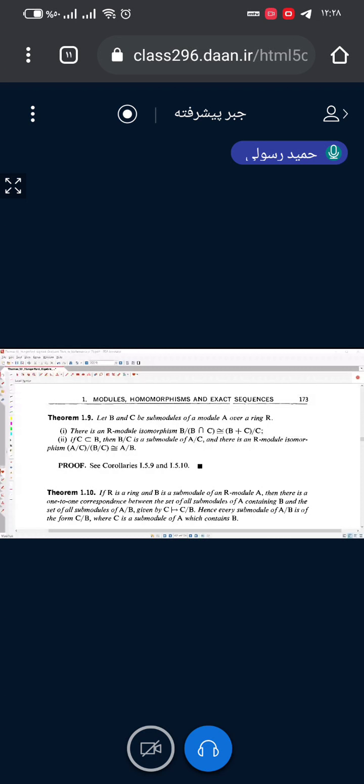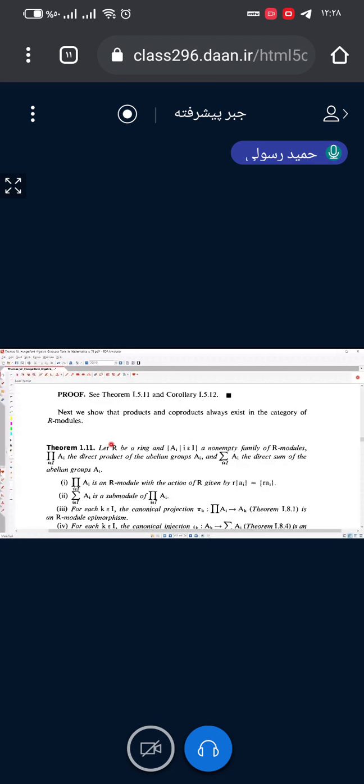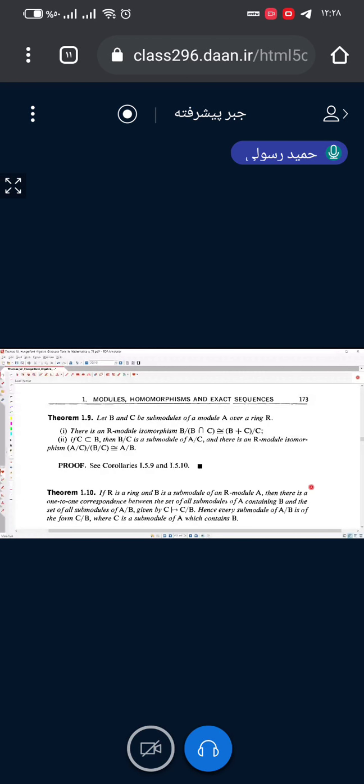And number two states that if C is a subset of B, I stated this one. Okay. And the proof is similar to the case of groups. You can refer to chapter 1, corollaries 1.5.9 and 10, and see the proofs, which are similar to this one.